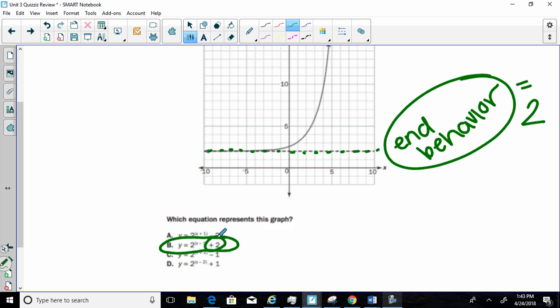Yeah, so if I were to plug in, and you remember, you can use your graphing calculator. So you can plug this right in, 2 to the x minus 1 parentheses plus 2, and it should look just like that. Always use your graphing calculator.